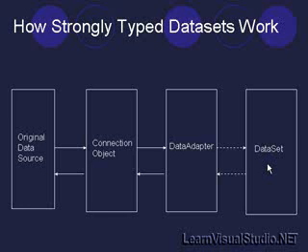In regards to strongly typed data sets, we want to talk just briefly about how they work. And some of this might be obvious to you if you've worked through some of the other videos. First of all, you have the original data source, and that can be a database such as SQL Server or Oracle, or it could be a text file, it could be an Excel spreadsheet, it could be whatever you have the ability to hit using the OLEDB connection object. Then you have a connection object which actually creates a connection to the database.